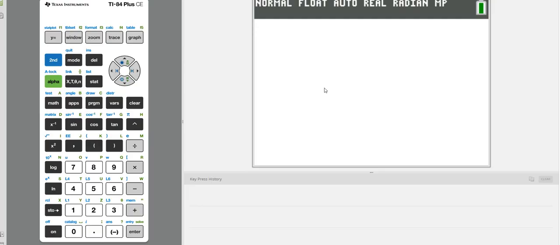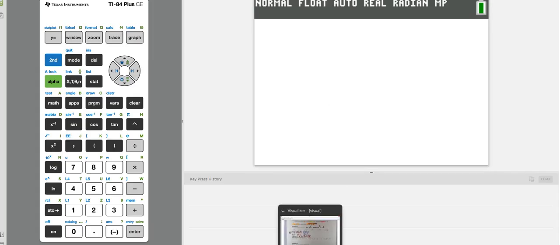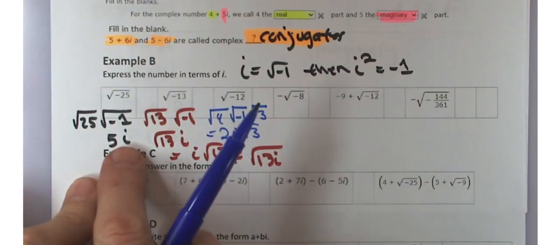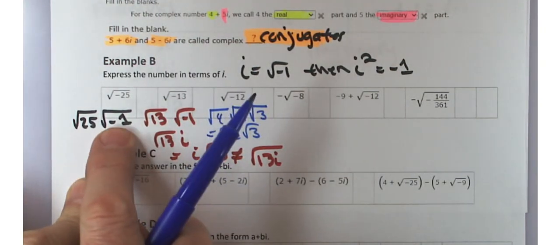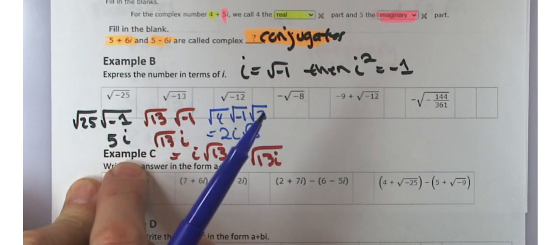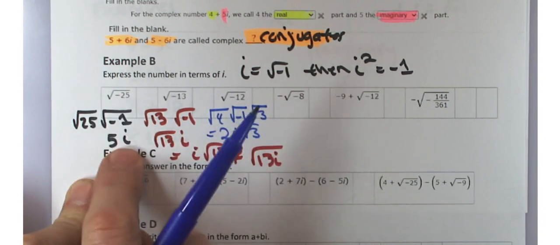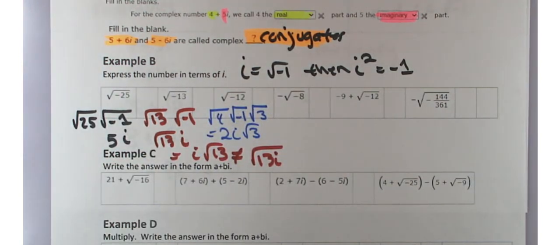All right, so these are numbers that I can square. I should be able to square this and get 25, for instance, right? I mean, that's what this says. When you take the square root of this, you get 5i. So let's check that out.